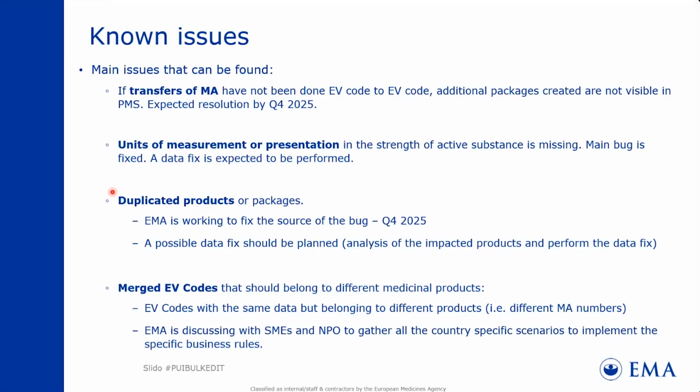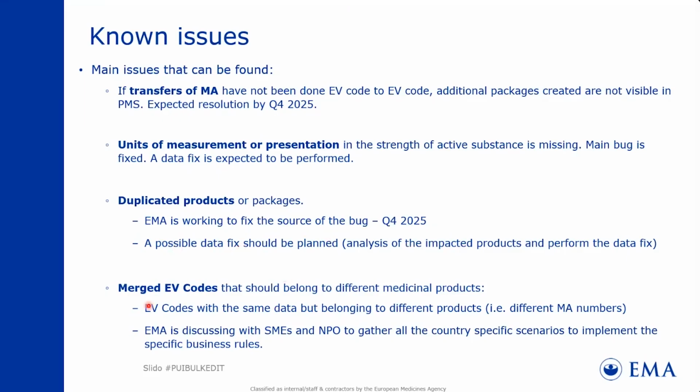We also have some duplicated products and packages. We are working to fix the source of the bug in this quarter, and then we are trying to see if there will be a need for a data fix or not. But then we need to plan and perform the analysis to see how it's done, but we are working on the source of the bug this quarter.